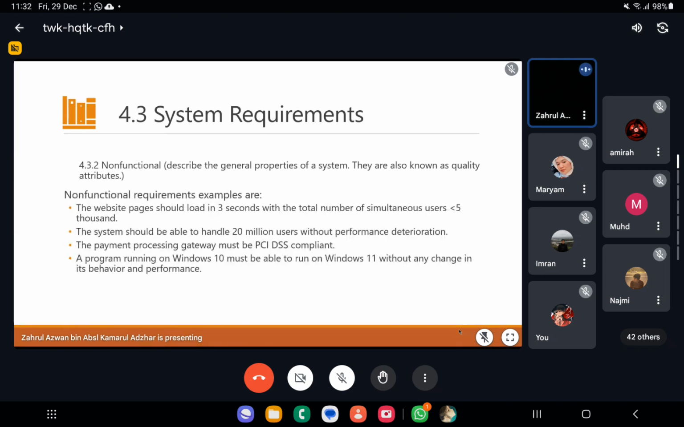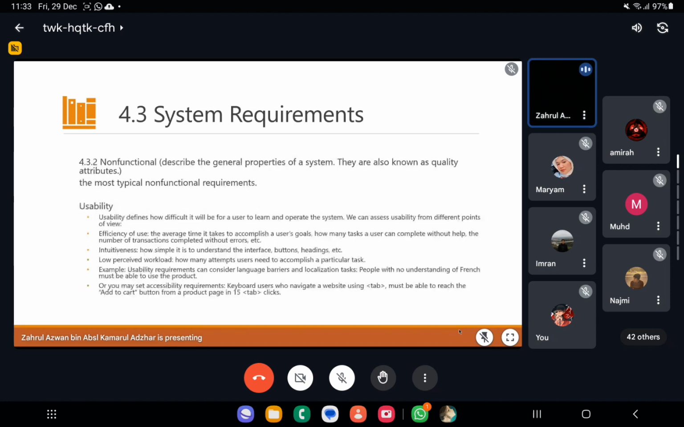The website pages should load in 3 seconds with the total number of simultaneous users less than 5,000. Okay. And then the system should be able to handle 20 million users without performance deterioration. The payment processing gateway must be PCI DSS compliant. And the program running on Windows 10 must be able to run on Windows 11 without any change in its behavior and performance. Okay, if you look at this non-functional requirement, it's not the same as a functional requirement. These are the attributes, how the system processes what's behind your functional requirement.